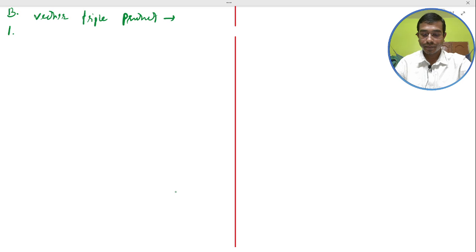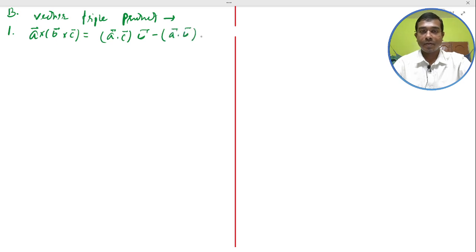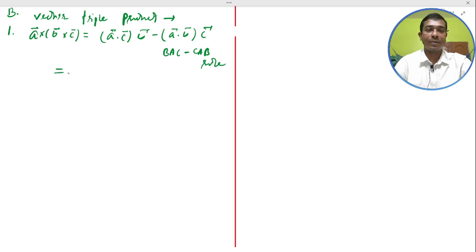Number 1. It is defined as A cross B cross C. This is nothing but A dot C into B minus A dot B into C. We just call it the BAC minus CAB rule. Okay, BAC minus CAB rule. This means this is nothing but B times A dot C minus C times A dot B.